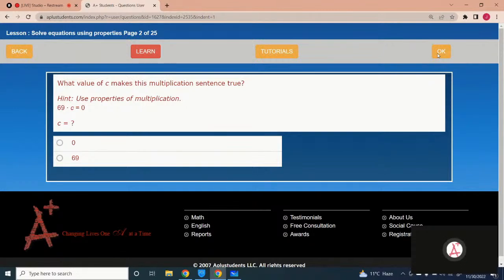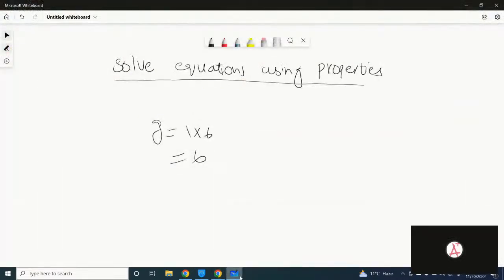That is c equals 0. Got it? Because 69 times c is 69c. No, no, no, not 69. Let me just explain. 69 dot c equals 0. 69c times c means 69c, but you have to find the value of c only.